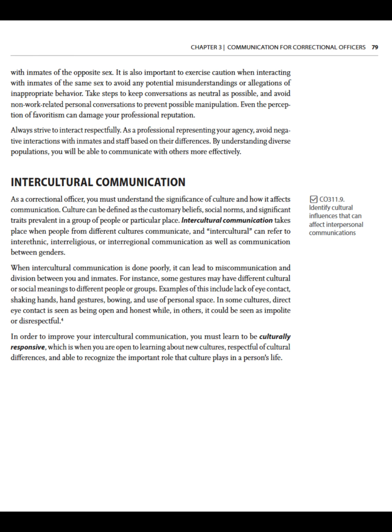In order to improve your intercultural communication, you must learn to be culturally responsive, which is when you are open to learning about new cultures, respectful of cultural differences, and able to recognize the important role that culture plays in a person's life.